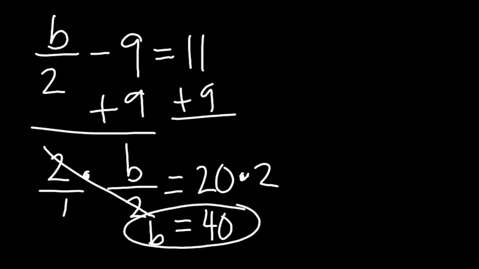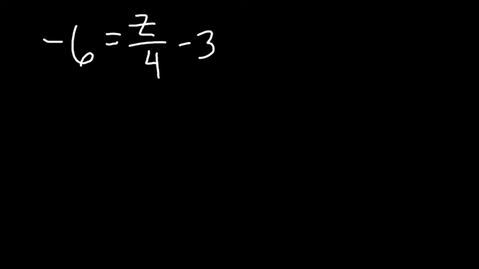Let's check that to see if it really works. Okay, 40 divided by 2 is 20. 20 minus 9 is 11. That's right. Okay, let's do another one. This one is written down backwards, but that's okay. We can still work it.